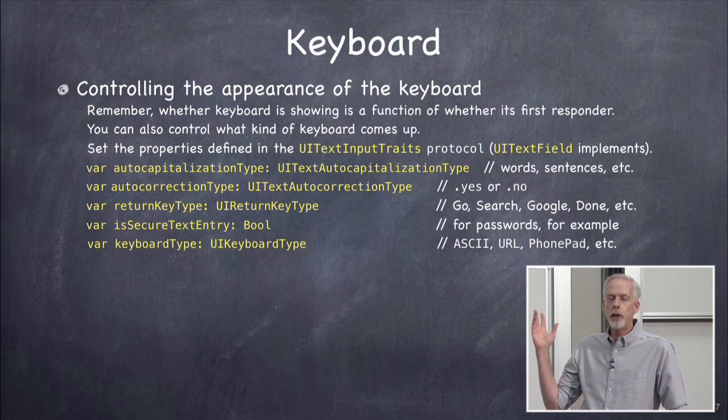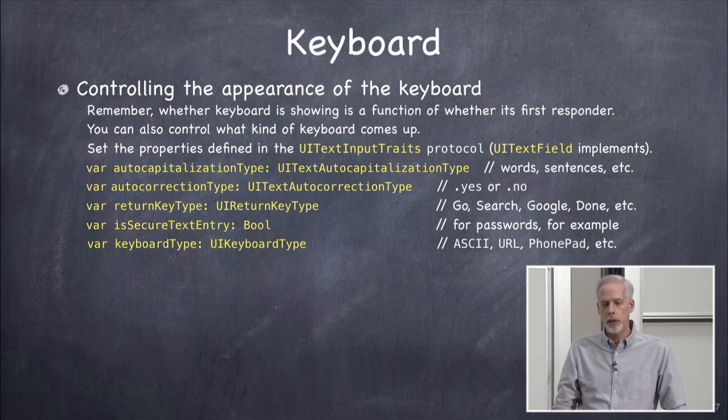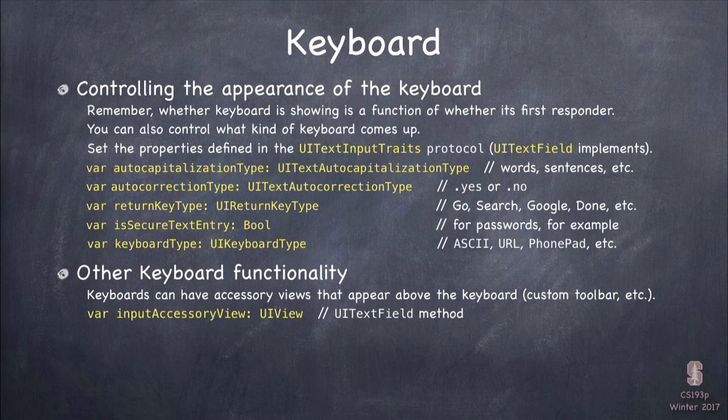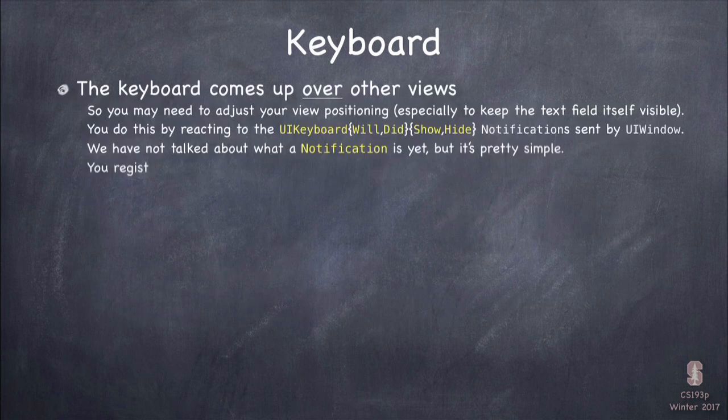All right, and you can do secure text for passwords and all that kind of stuff. In other words, if you're looking to control your keyboard, don't look in text field per se. Go look at this UITextInputTraits protocol and you'll see what you can do for your keyboard. You can also set an accessory view in your keyboard, a little view along the top of your keyboard that is just for your app. That's kind of fun. Again, it's this text input traits protocol.